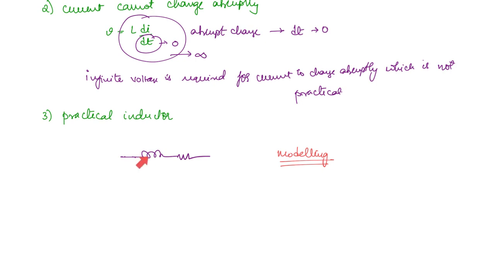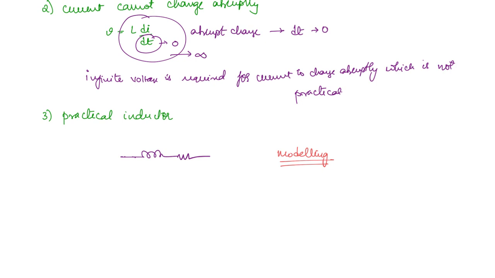So it is in the same path of the direction. That is why we take it in series. So the behavior of the voltage and the current is in such a way that this is the correct way in which we can model the particular inductor.